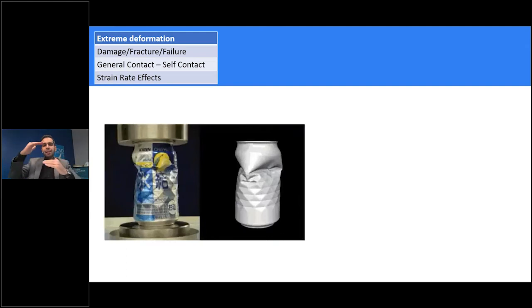The can impacts itself. So that's one of the very tricky contacts, because usually for contact you need two surfaces that contact each other, and at the same time they have to be defined as contact and target and all of that, right? So self-contact is very challenging. And then this is happening maybe in a fraction of a second, and the material is reacting differently. So strain rate effects are important to be considered.